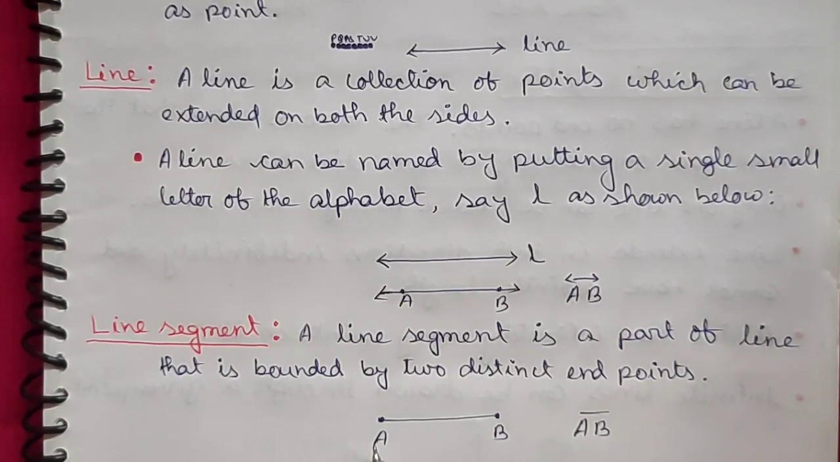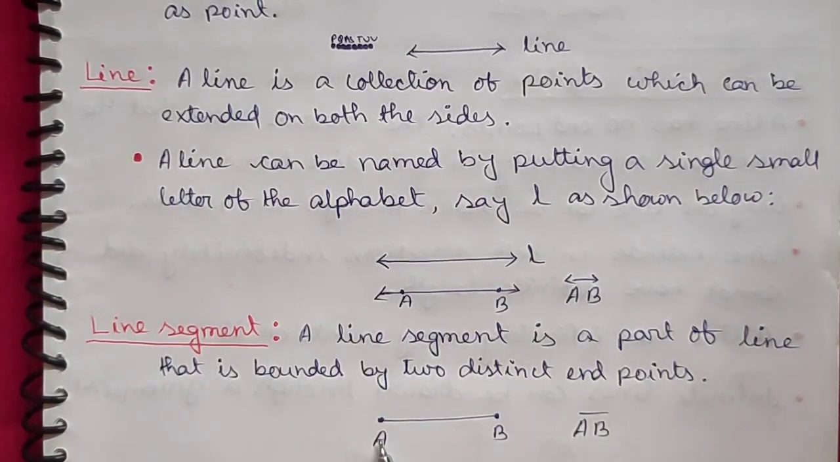And we denote line segment like this, A, B, and if we write this one, we will read it like this as line segment AB. Look here, the line segment has a starting point as well as an ending point. In this case, the line segment started from point A and ended at point B.